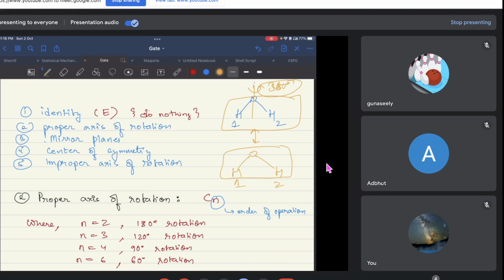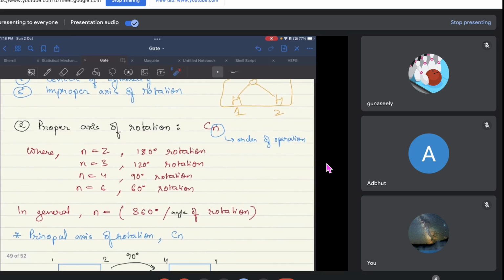The second one is the proper axis of rotation. I will discuss only up to here, and for the other three I will give you the reference so you can go and take the detailed notes. So the second one is the proper axis of rotation. This is denoted as capital C, with a small n in the suffix, where n is the order of the operation.